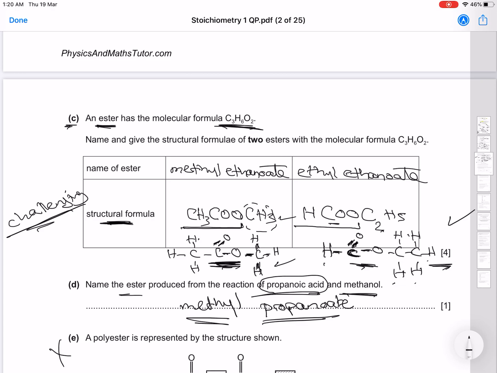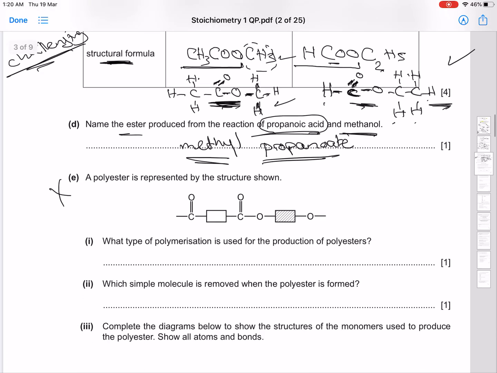Now let's move on. For E, it's out of scope of the AQA IGCSE. This is a condensation polymerization and it's out of scope of the AQA IGCSE, so I'm going to skip it.